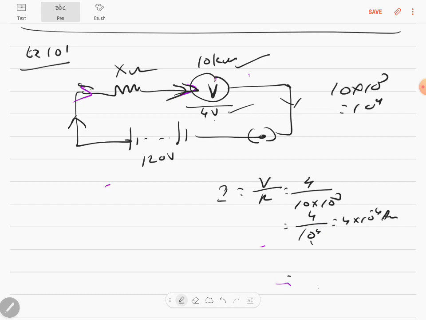Which will be the same current which will flow through here also. So you know the current through this circuit itself is 4 into 10 to the power minus 4. Let's now take the entire circuit, not just this part.